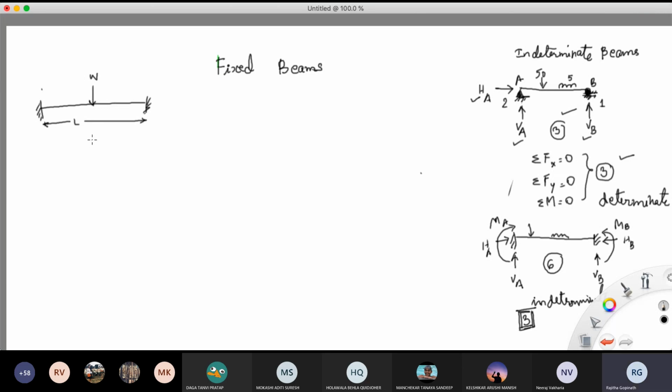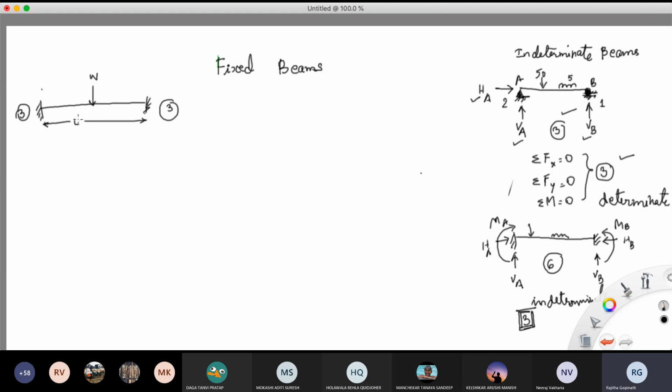Okay, what I'm going to do is split this beam, and make it into determinate beams. Here there are 3 unknowns and here also there are 3 unknowns, right? Now, this is not really exact. This is an approximate method, or a simplified version, so that you can get a sense of what is going on here.